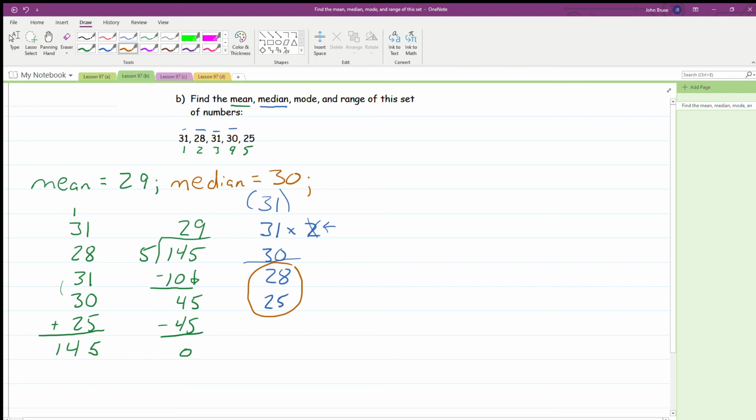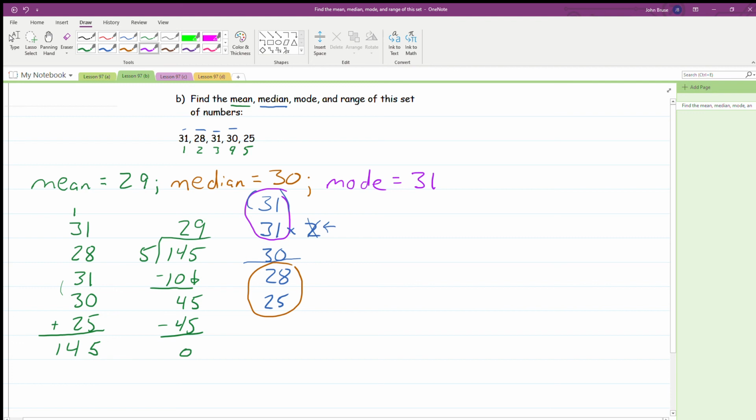Okay. Now we're going to go with mode. Our mode, let's switch to purple. And remember, mode is which one has the most. Well, we had 2 31s. None of the other numbers were duplicated. So our mode, the one we have the most of, is 31.